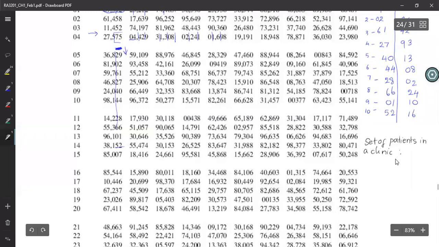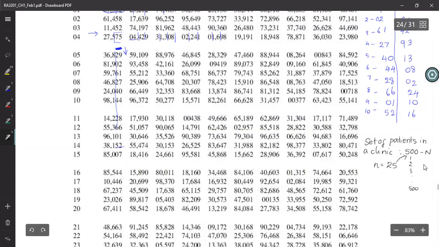In this clinic, there are 500 patients. So this is my population. Okay, 500 patients. You want to take a sample of 25. You have to take only 25 patients. So they have their patient ID. Let's go from 1, 2, 3 up to 500. These are the patient IDs, and you want to select only 25.